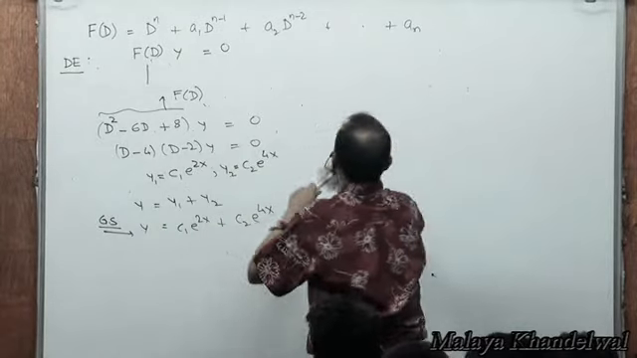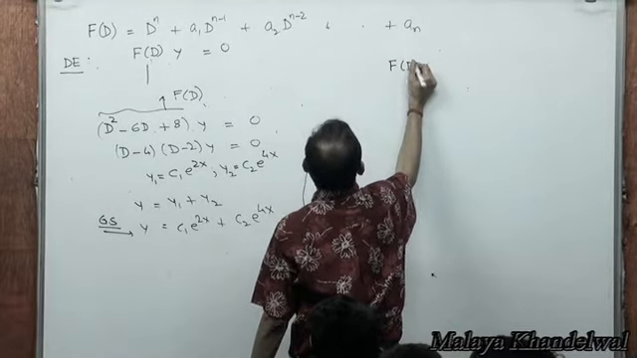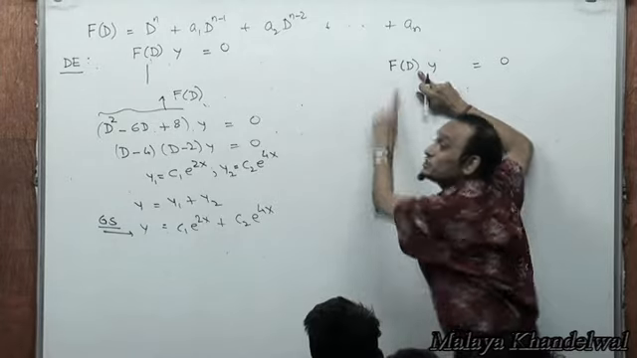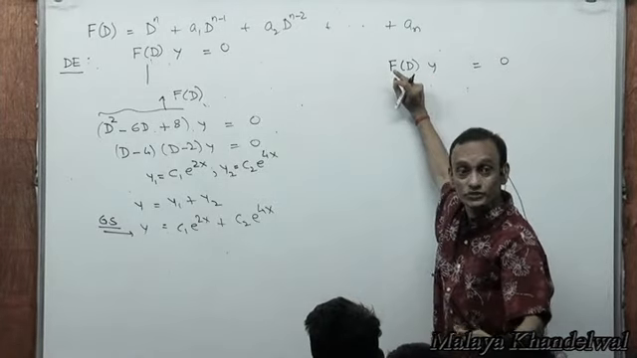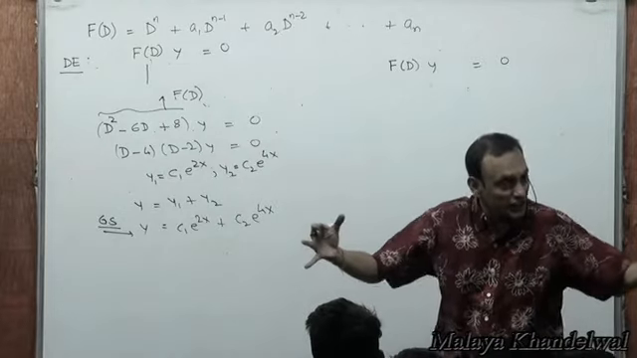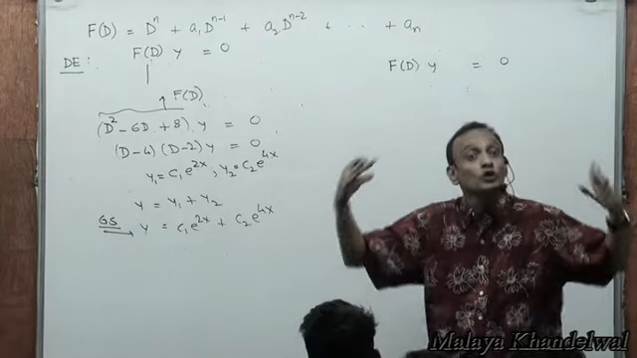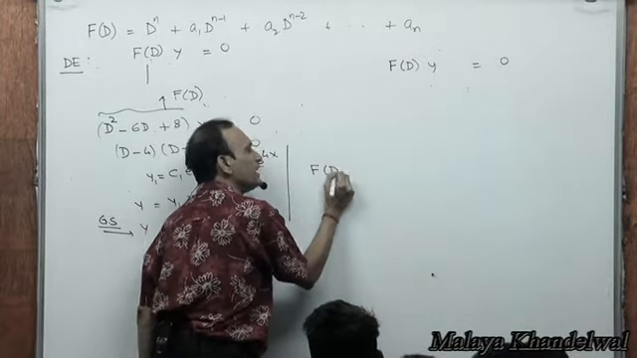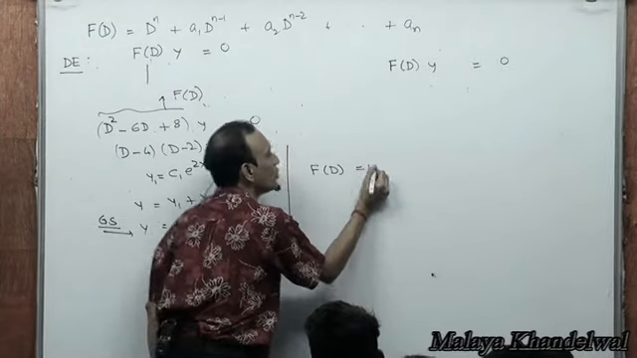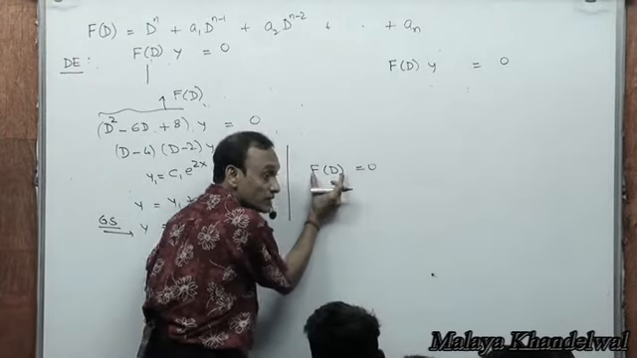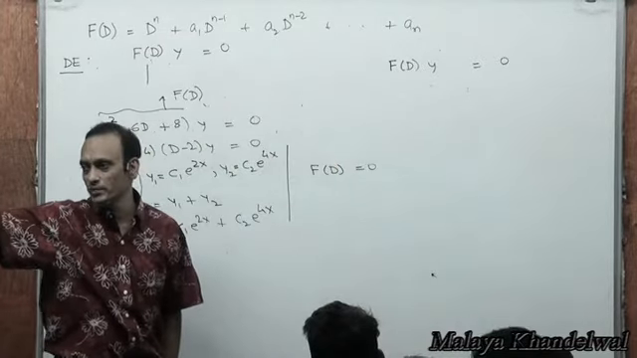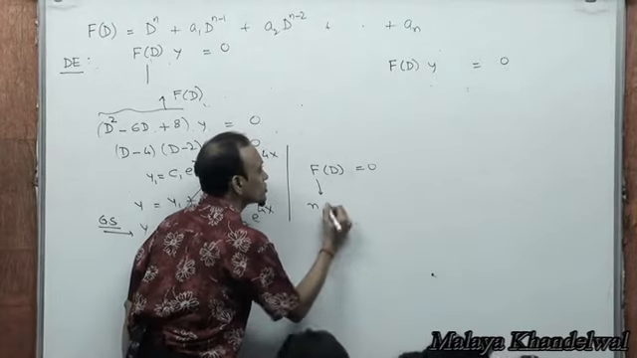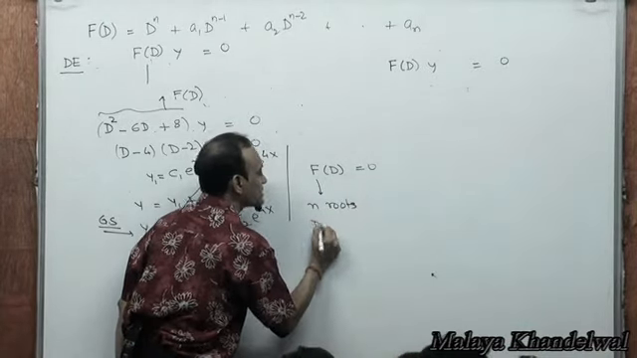So, F(D) acting on y is 0. Imagine F(D) to be a polynomial in D. In general, how many roots will it have? N roots. If you factorize F(D) in terms of D, it will have n roots. Suppose F(D) equals 0, imagined to be just an algebraic quantity. This has n roots because it's of degree n. I'm imagining it to be a polynomial, so it will have n roots.